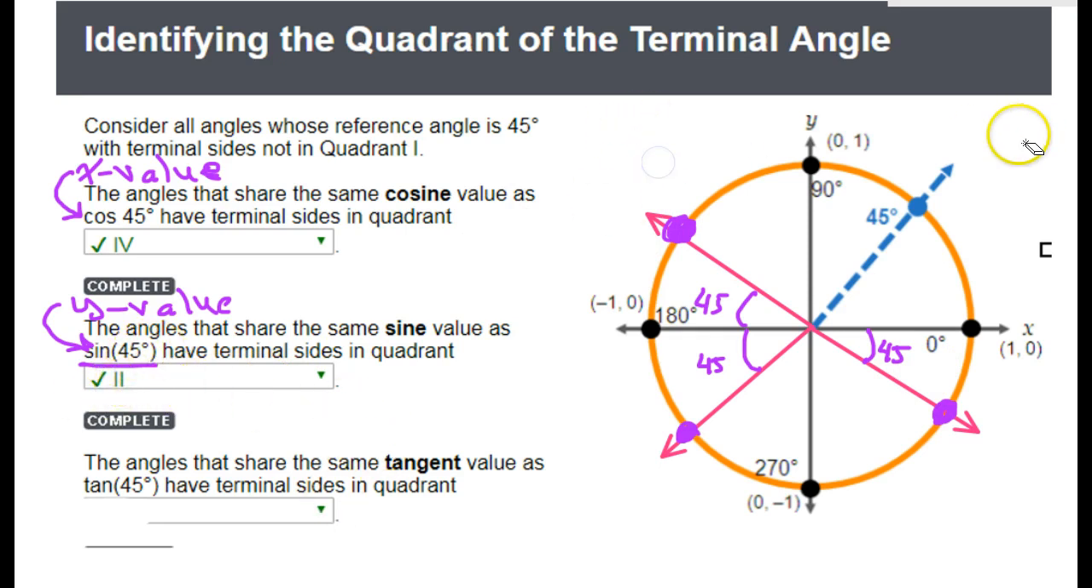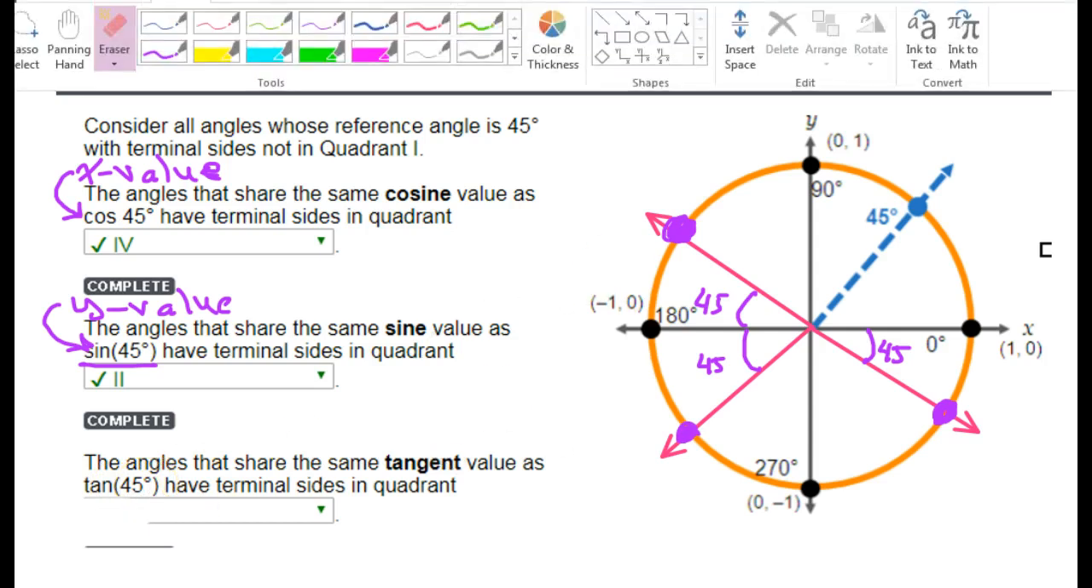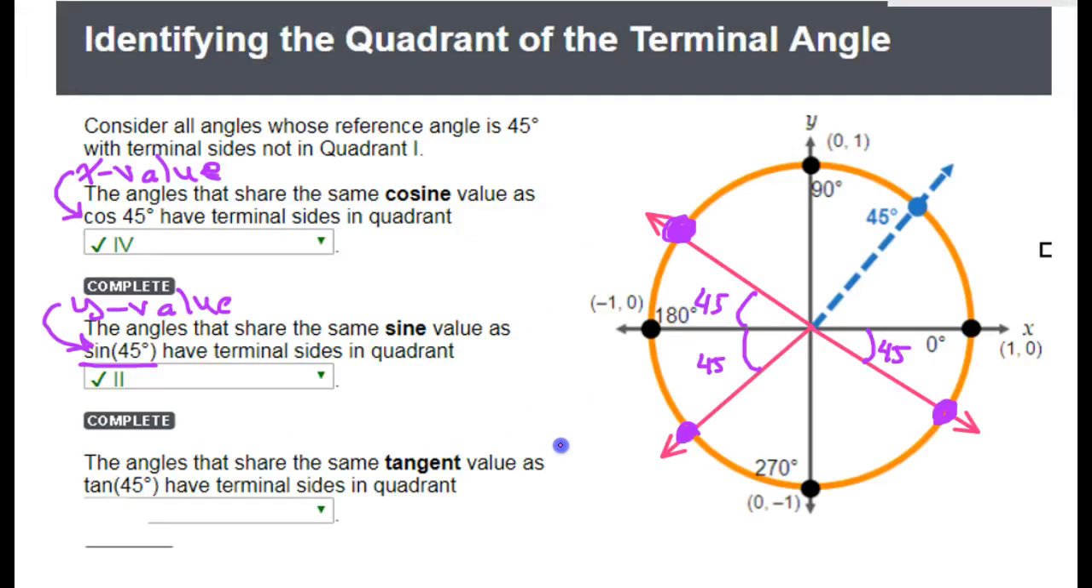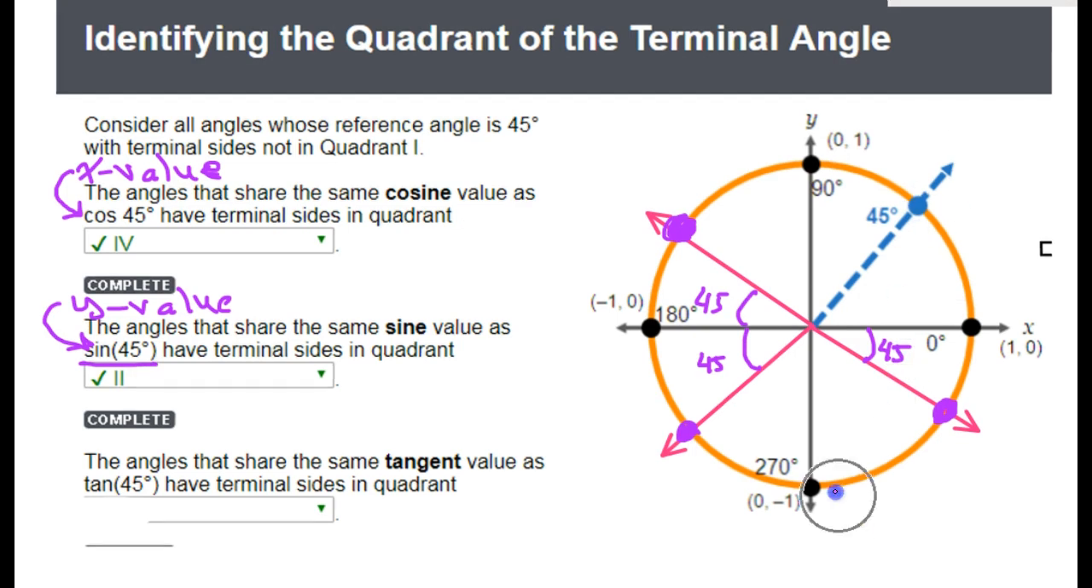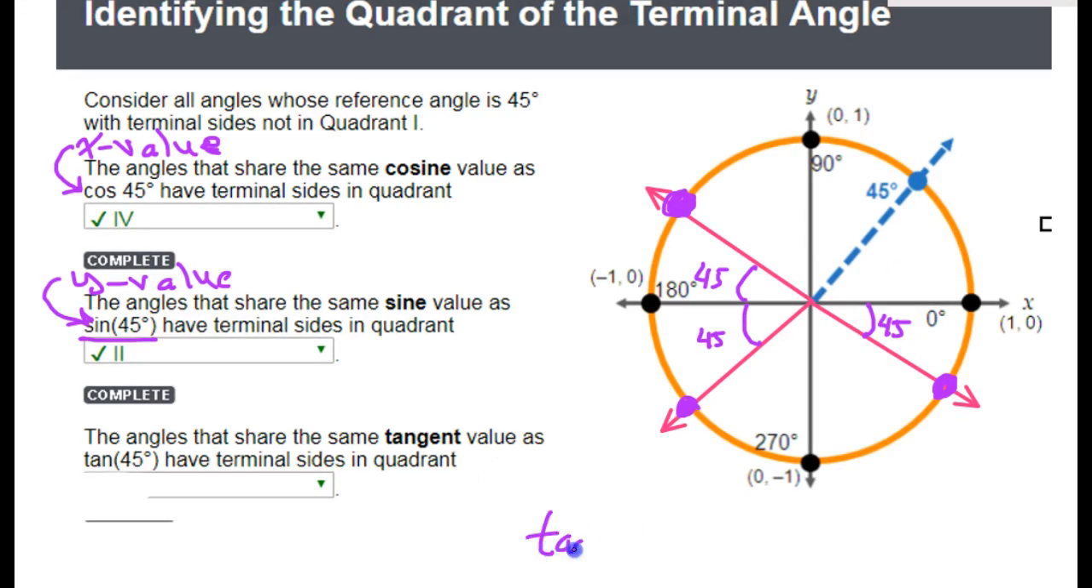Okay, now last one, tangent. Okay, the angles that share the same tangent as tangent of 45. Well, that is just slightly trickier. Remember that tangent is sine over cosine. So since sine is y and cosine is x, that means tangent is y over x.